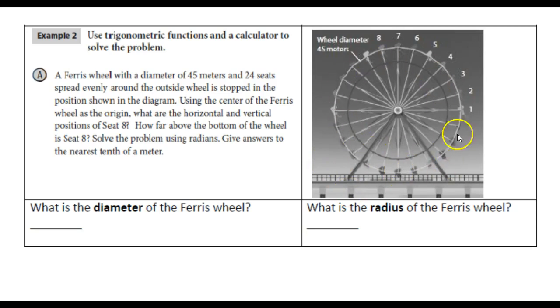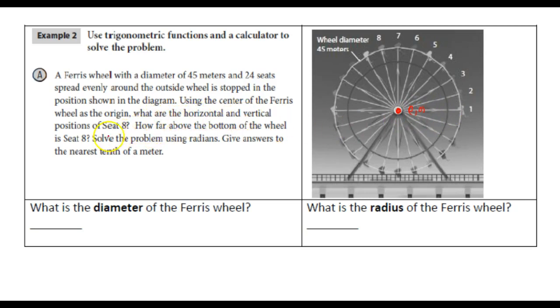So it's about a Ferris wheel, because there's a picture of a Ferris wheel. Let's say a Ferris wheel with a diameter of 45 meters and 24 seats spread evenly around the outside of the wheel is stopped at a position, because if you've ever been on one of those Ferris wheels, they do stop to load and unload people before they do the whole ride.